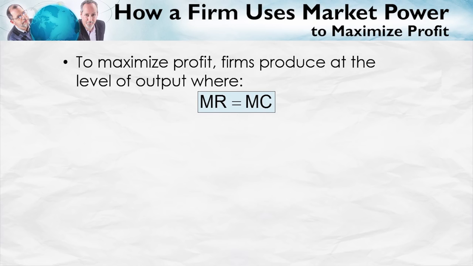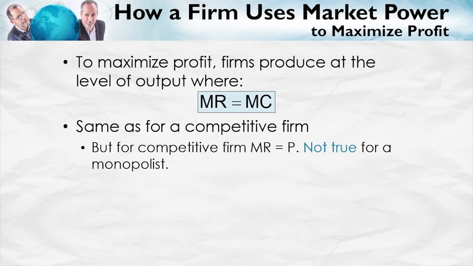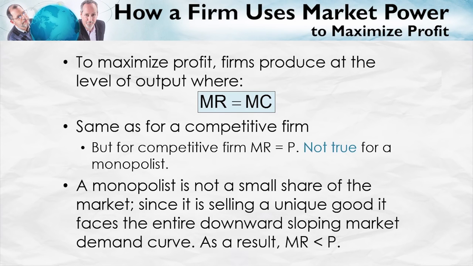So how does a monopolist maximize profit? By producing at the level of output where marginal revenue is equal to marginal cost. Great! That's the same rule as for a competitive firm. Choose a level of output where marginal revenue is equal to marginal cost. The only difference is that for a competitive firm, marginal revenue was the same as price. And that's not true for a monopolist. A monopolist is not a small share of the market. Since it's selling a unique good, the monopolist faces the entire downward sloping market demand curve. As a result, marginal revenue is going to be less than price.